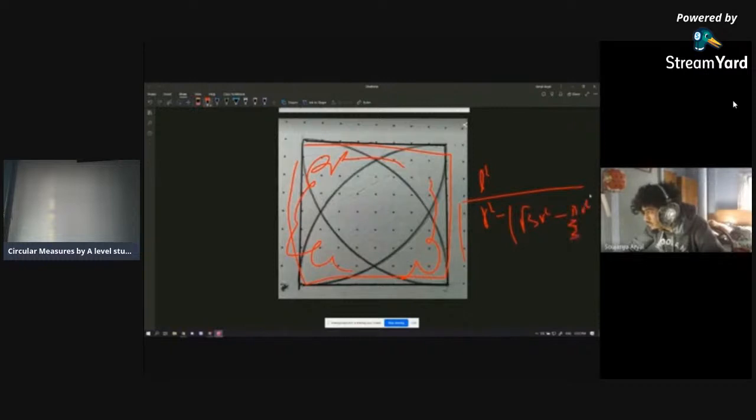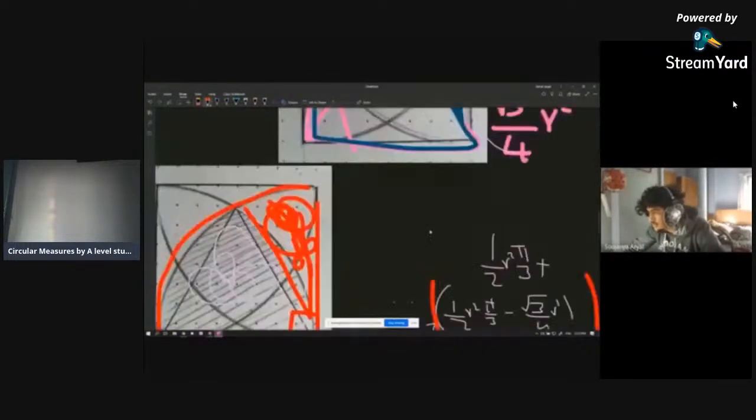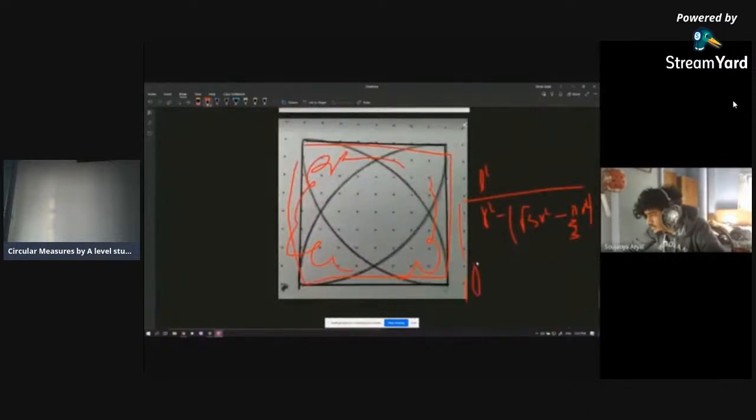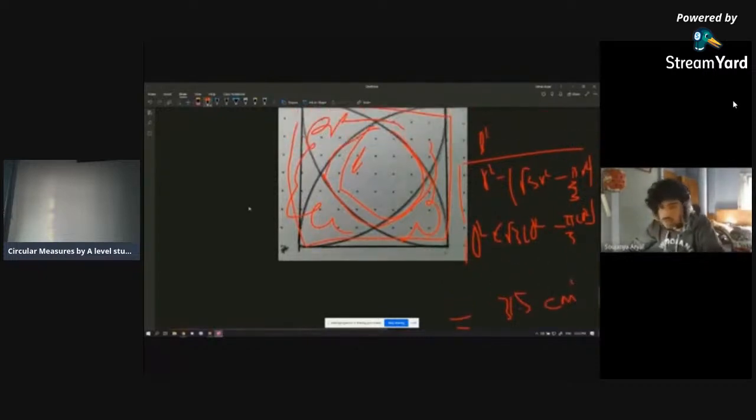From the given in the question we have r, that's 10 centimeters. So if we put that in, 10 squared minus root 3 10 squared minus pi by 3 10 squared, you will get the area of just this portion, the curvy diamond shape. So that will give you 31.5. So yeah, that's the area. If you have any questions, please ask. Else, Ankur, you can take up from here. Thank you.